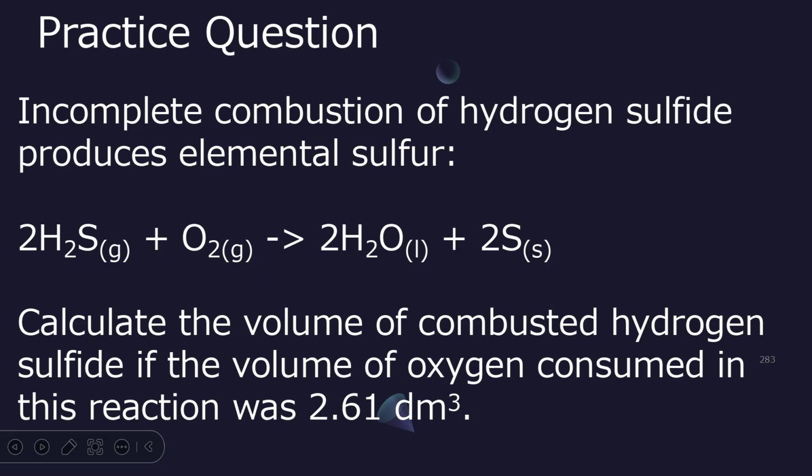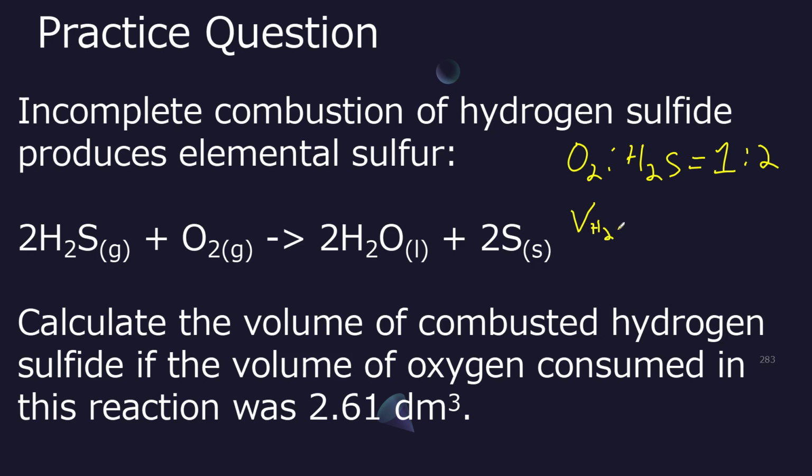Calculate the volume of combusted hydrogen sulfide if the volume of oxygen consumed in this reaction was 2.61 decimeters cubed. So we will just want to, again, compare these two. So what's the ratio of O2 to H2S? It's 1 to 2 in this equation. So what I would like to know is what's the volume of H2S that would consume 2.61 decimeters cubed of oxygen.